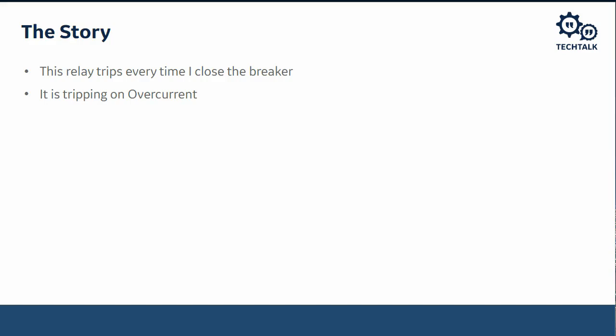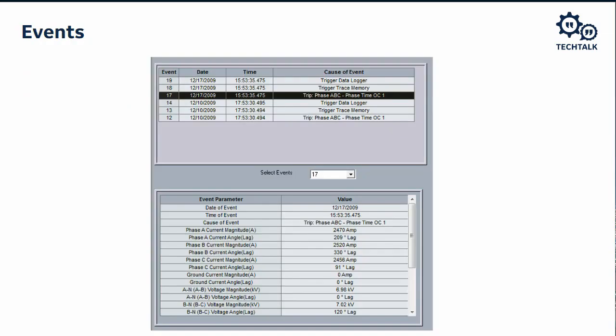So when we take a look at this trip, phase ABC, right? This is the event record from the 750 relay. We see that it was an ABC trip, all three phases, and it was on a phase time overcurrent. Now, one of the cool things about the 750 is 850 does this as well, but when it captures the event record, it also captures the magnitudes and angles of the currents and voltages at the time of the event. That's what you see in the bottom down here.